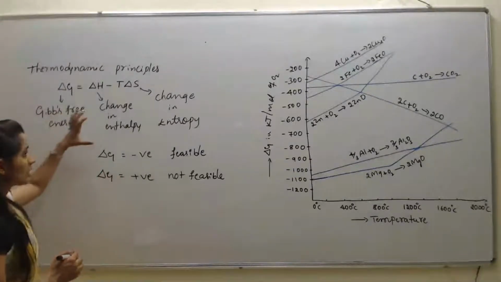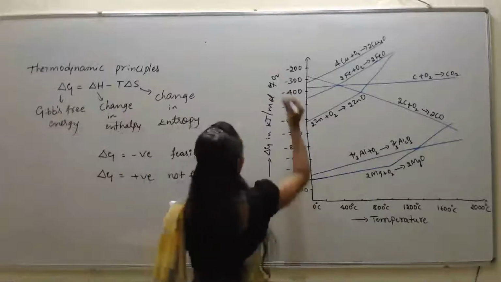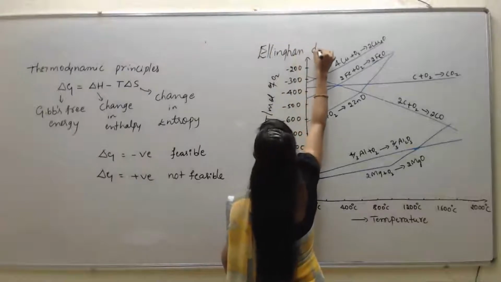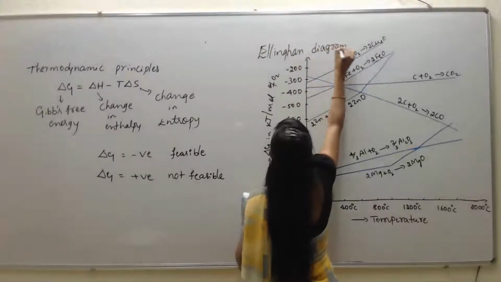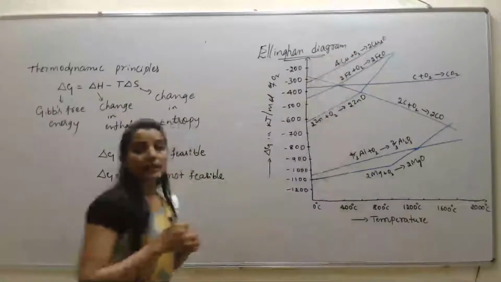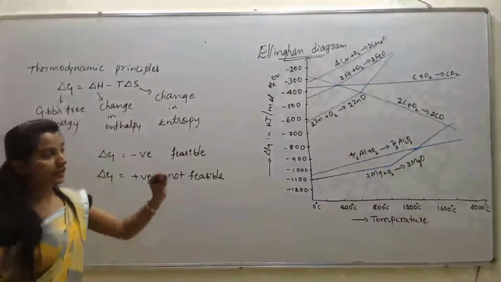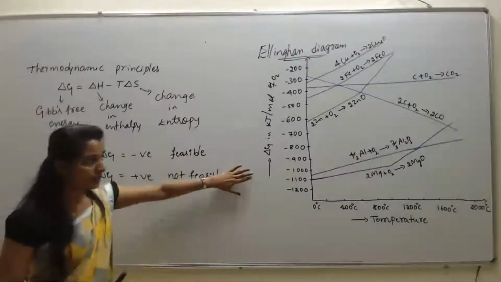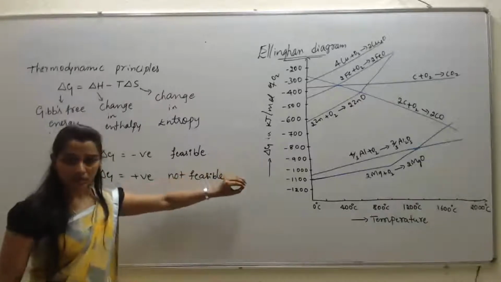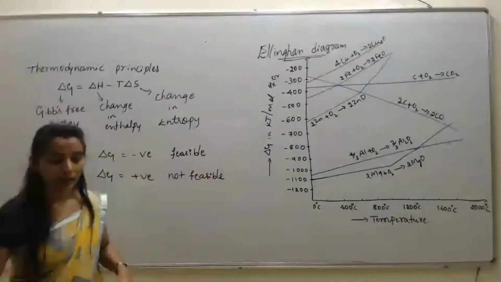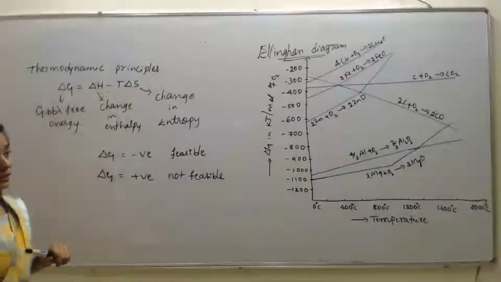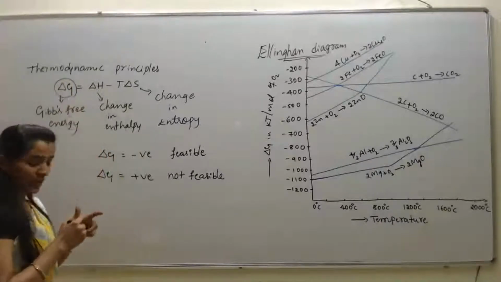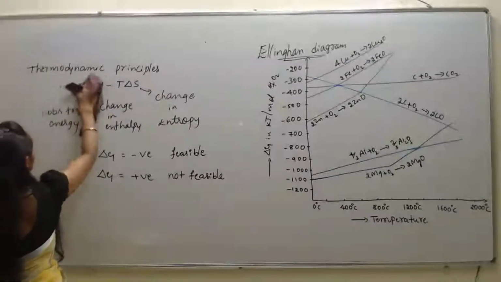Using this, listen, this is called the Ellingham diagram. This is a very important diagram which we use to identify which metal is suitable for the respective metal we want. It has some applications, and it has some drawbacks also. I'll explain that. So this is the thermodynamic principle. Why do we require the thermodynamic principle? What is the need of this delta G? I'll show reactions.